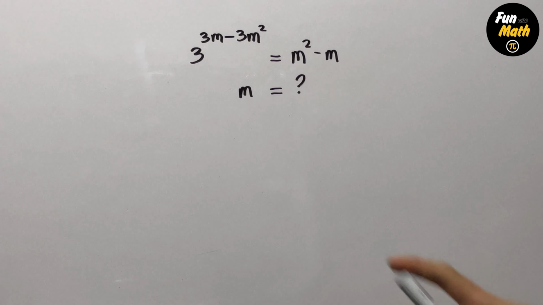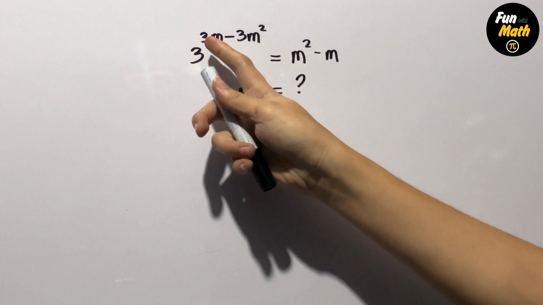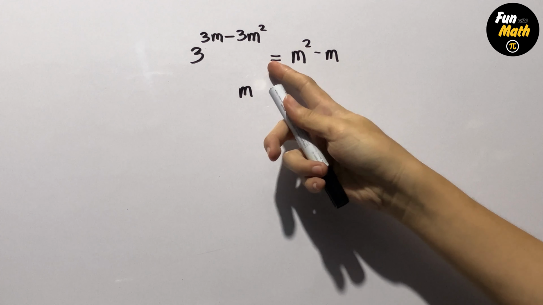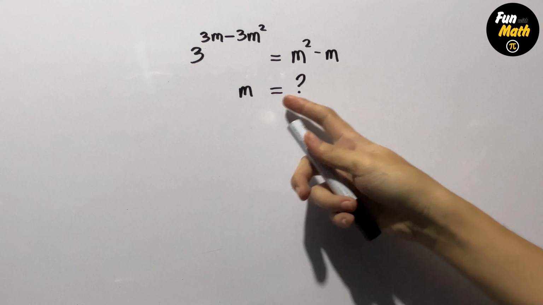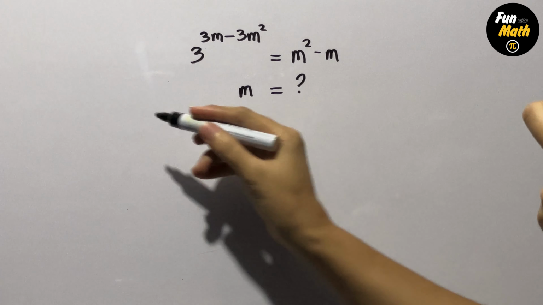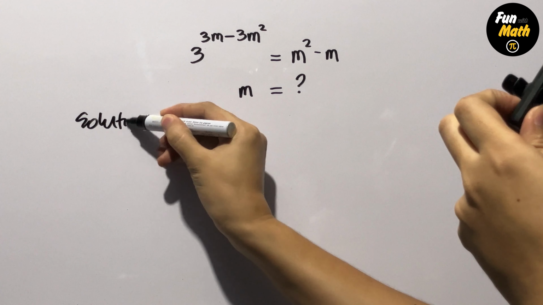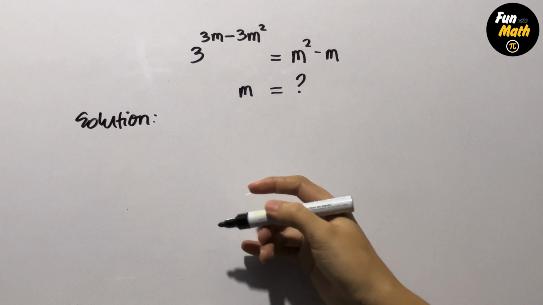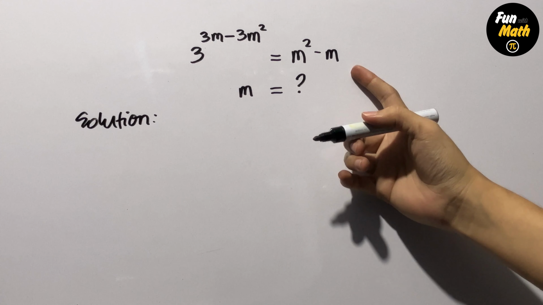Here's another problem. 3 to the power of 3m minus 3m squared equals m squared minus m. Find m. So here's the solution. First, let's bring down the given equation.